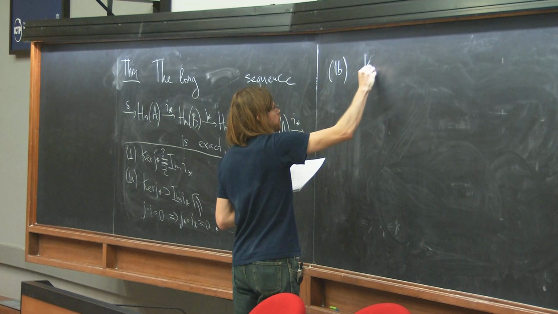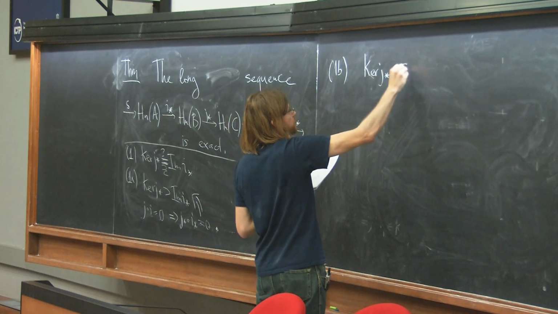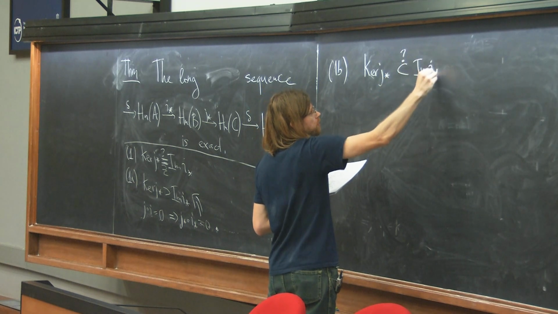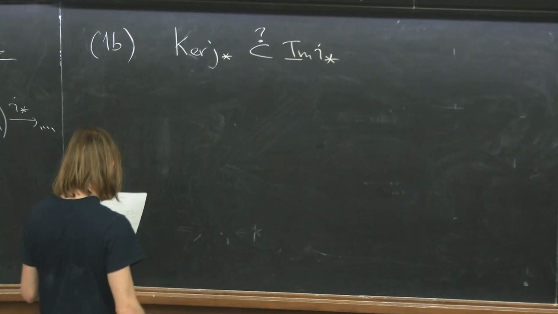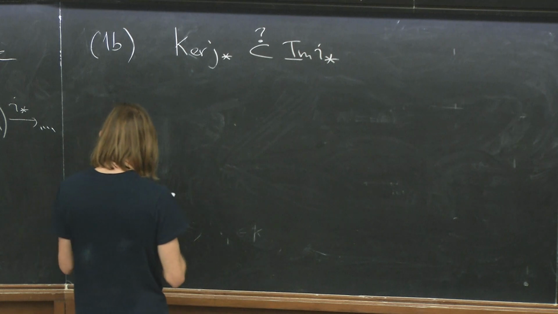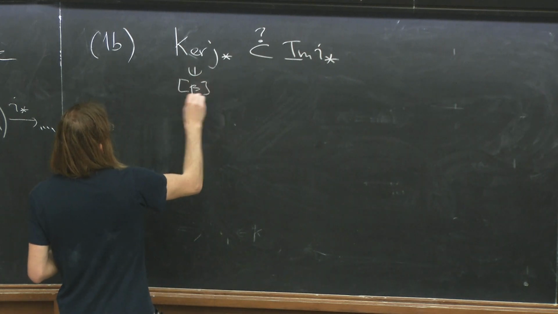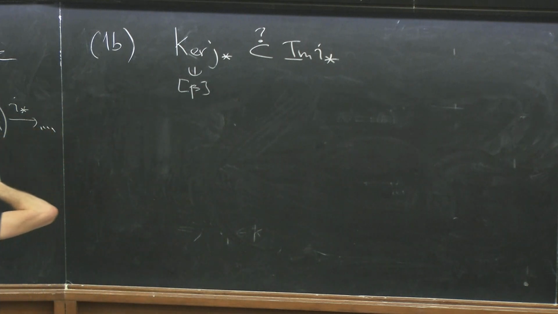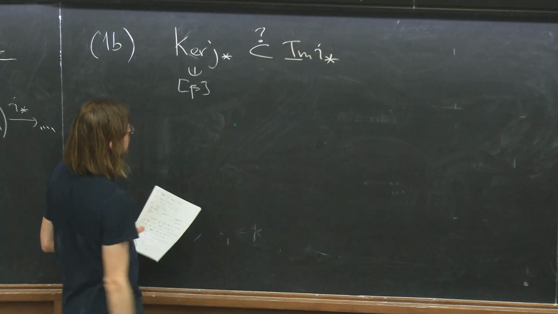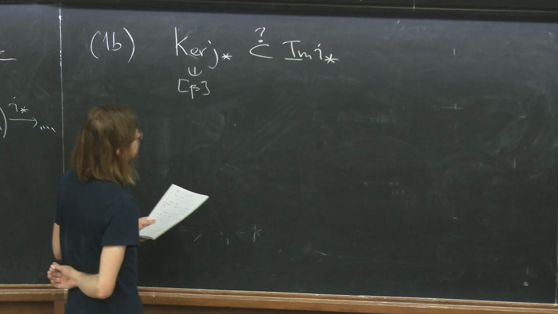What about inclusion in the other direction? I want to check that the kernel of J star is included in the image of I star. Let's take some element in this kernel represented by some beta, and let's check that it's indeed in the image of I star.